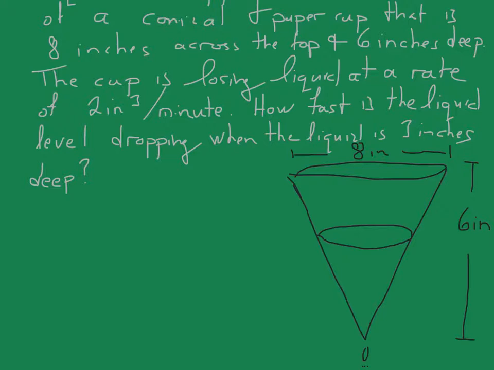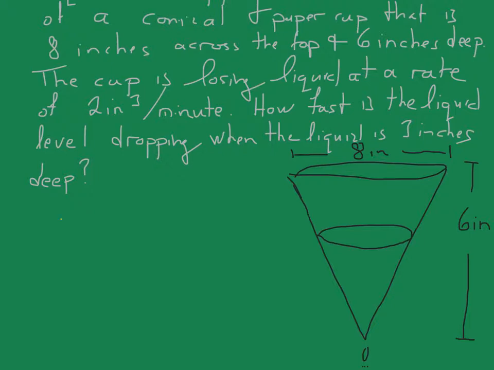Okay, well, the cup, we're told, is losing liquid at a rate of 2 inches cubed per minute. And our question is, how fast is the liquid level dropping when the liquid is 3 inches deep? Okay, well, given that our cup is losing liquid at a rate of 2 inches cubed per minute, and inches cubed is a measurement of volume, we should probably introduce a variable for volume. So let's do that.